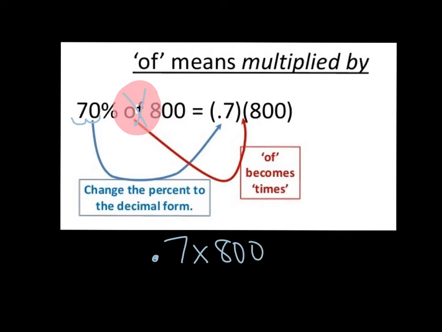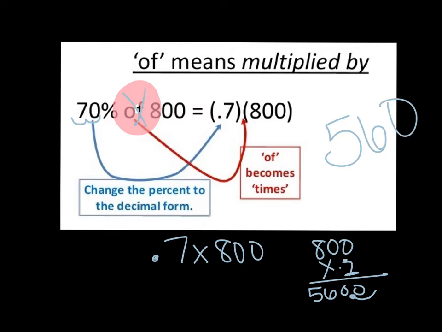So if I would do 800 times 0.7, 7 times 0, 7 times 0, 7 times 8 is 56. There is one number after the decimal, so I move it back, which gives an answer of 560.